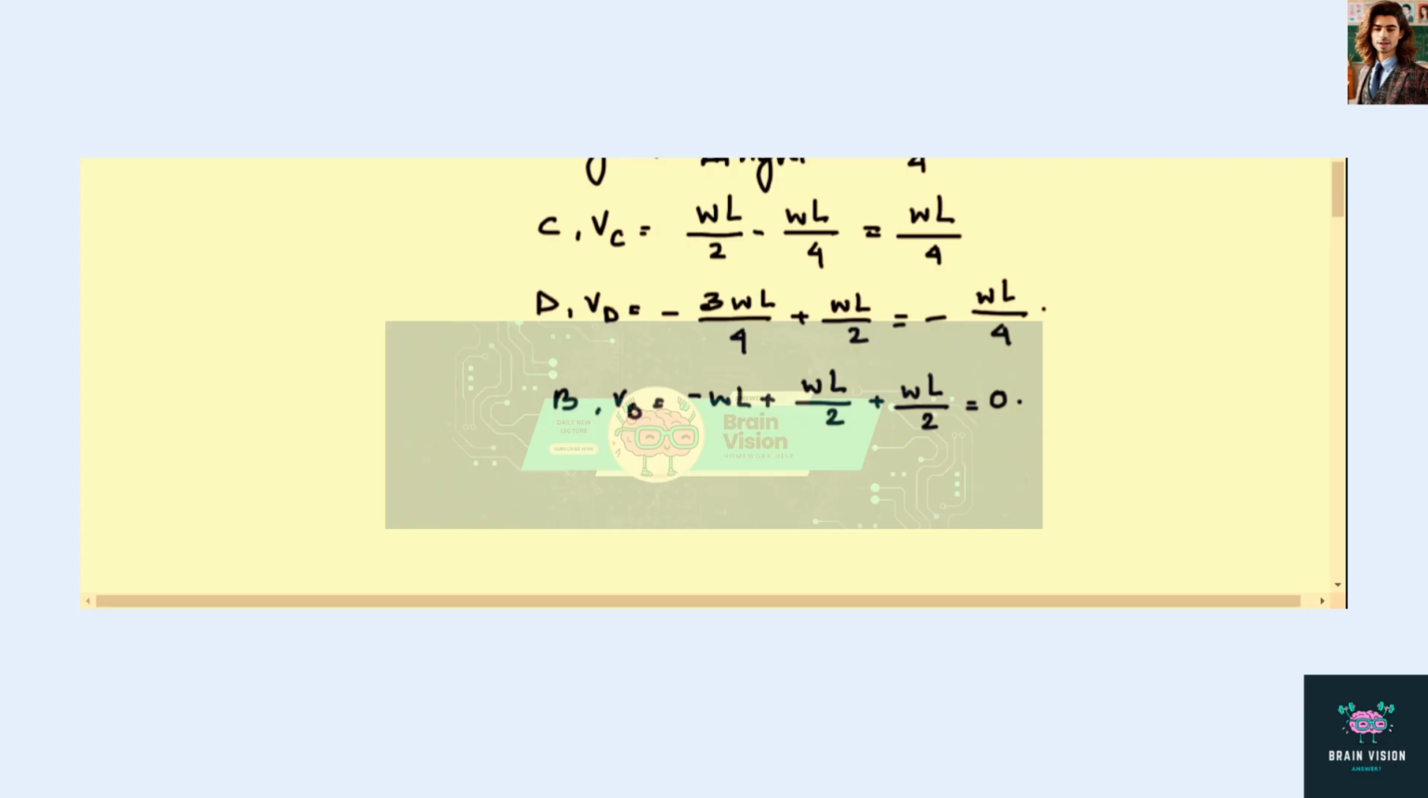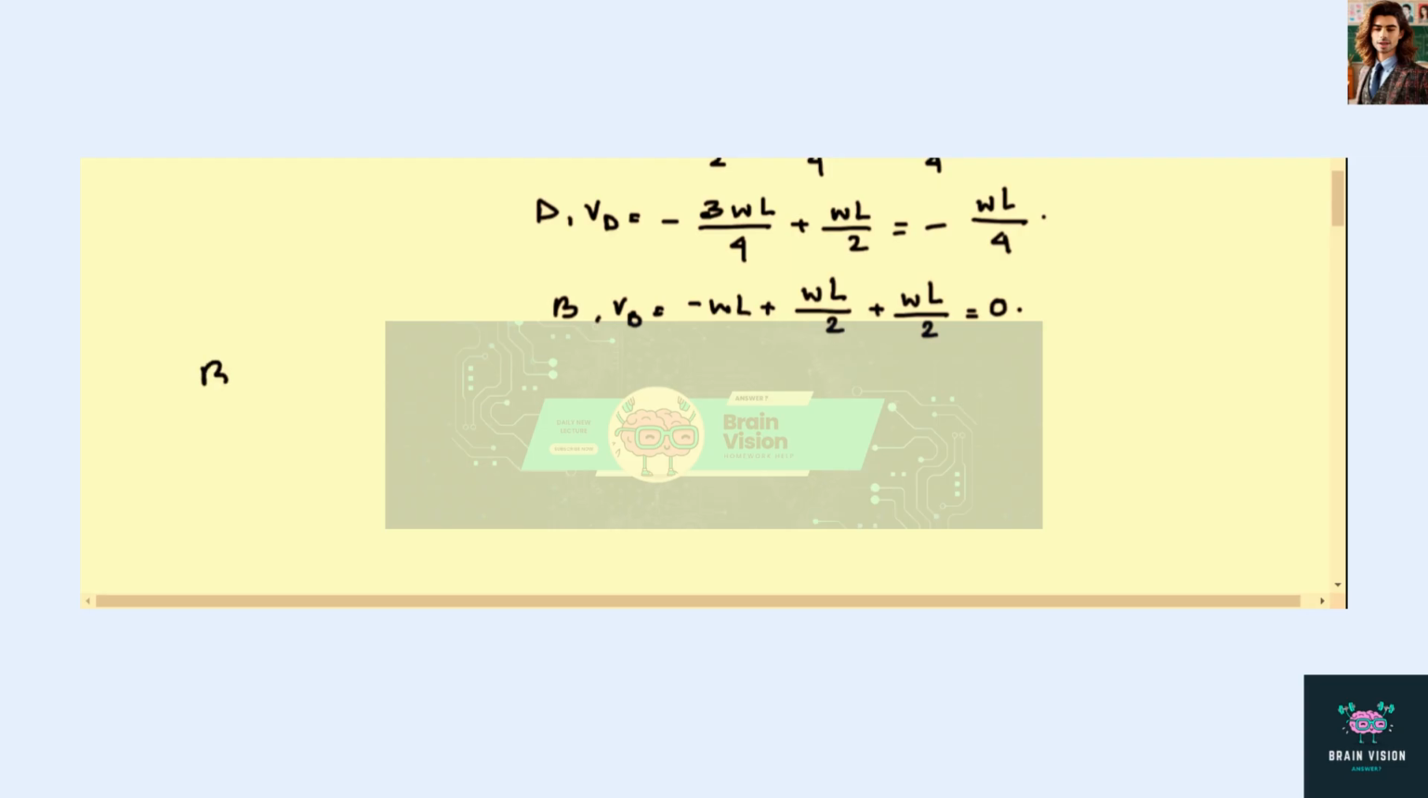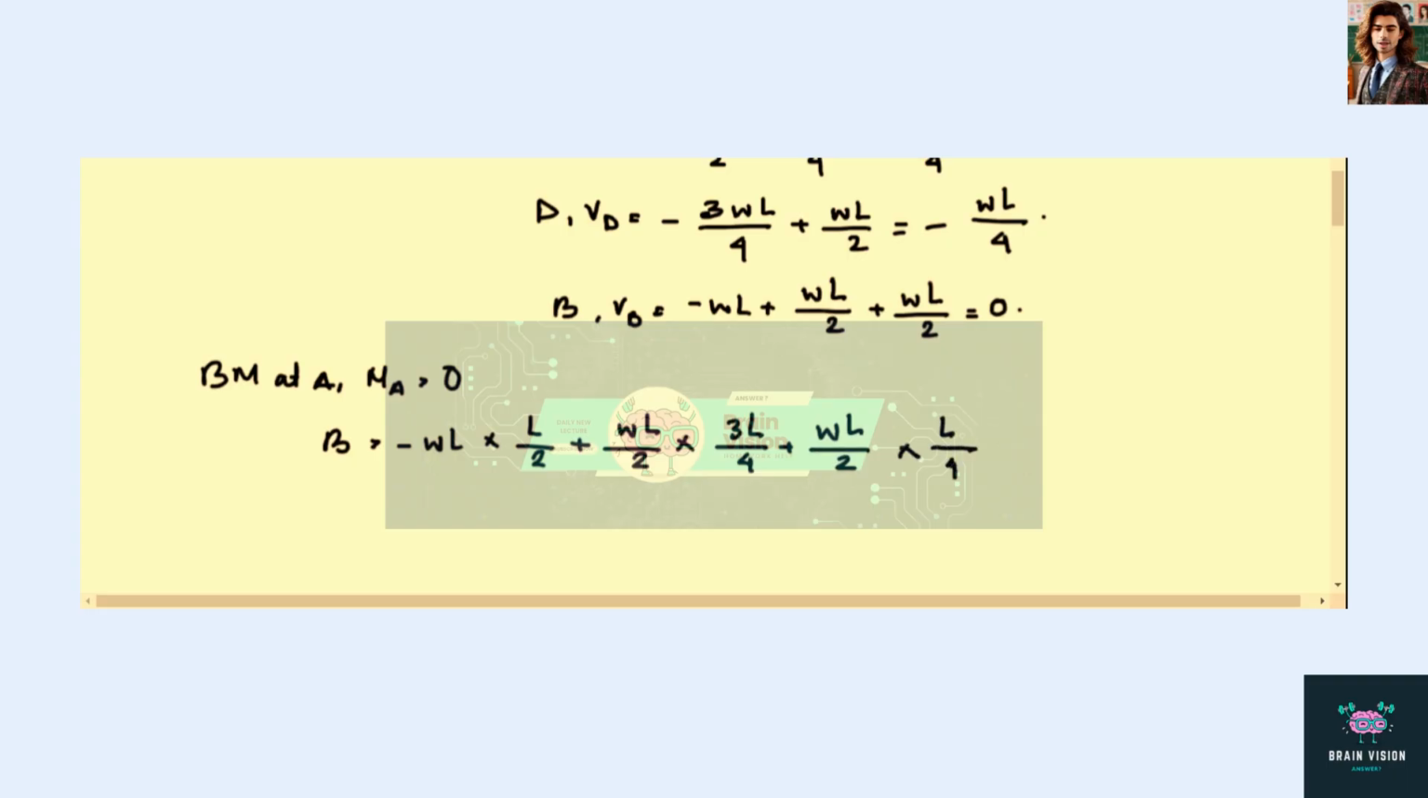Now the bending moment at A, this MA, is 0. Bending moment at B is minus WL into L upon 2 plus WL upon 2 multiplied by 3L upon 4 plus WL upon 2 multiplied by L upon 4. This will be equal to 0.